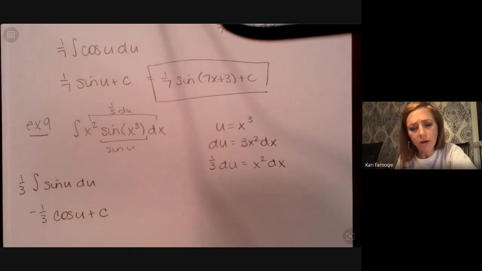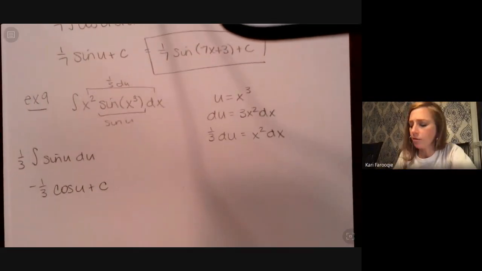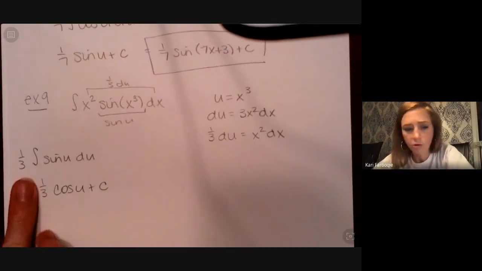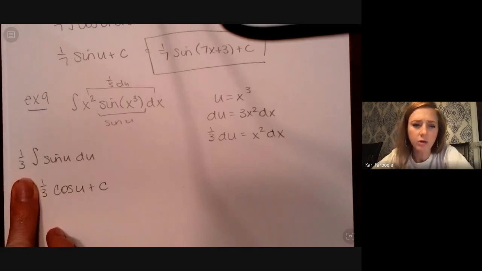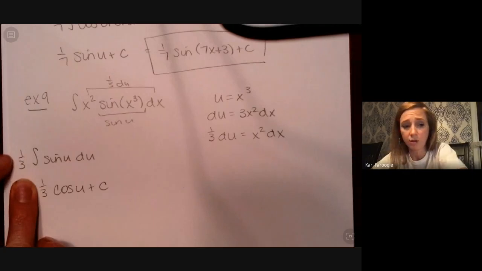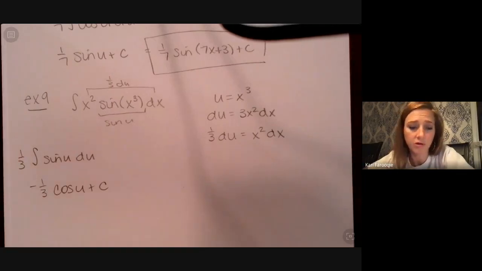And remember, you can go back and check it. So had you said it was just cosine u and you forgot the negative, well, you know that the derivative of cosine is negative sine. You don't have that. You have positive sine. So it must be the case that your original function was negative.